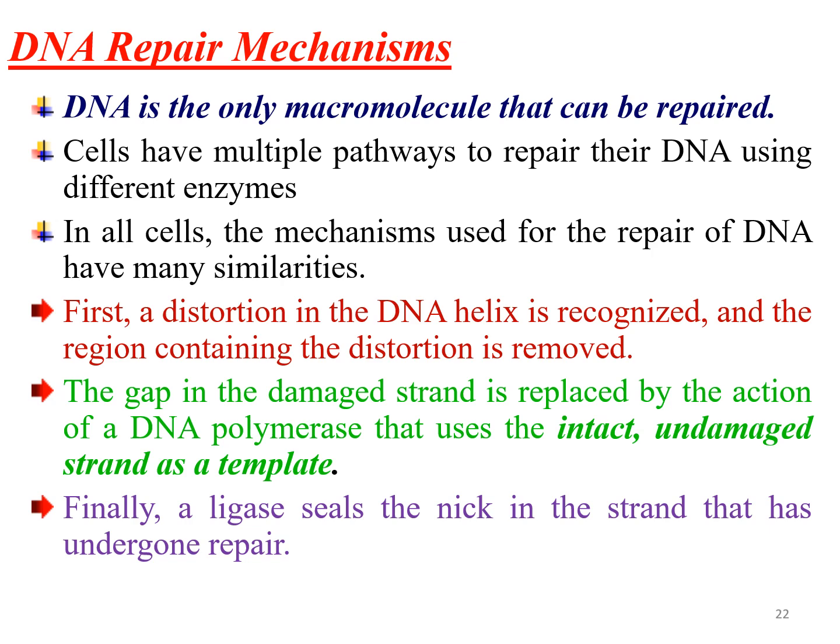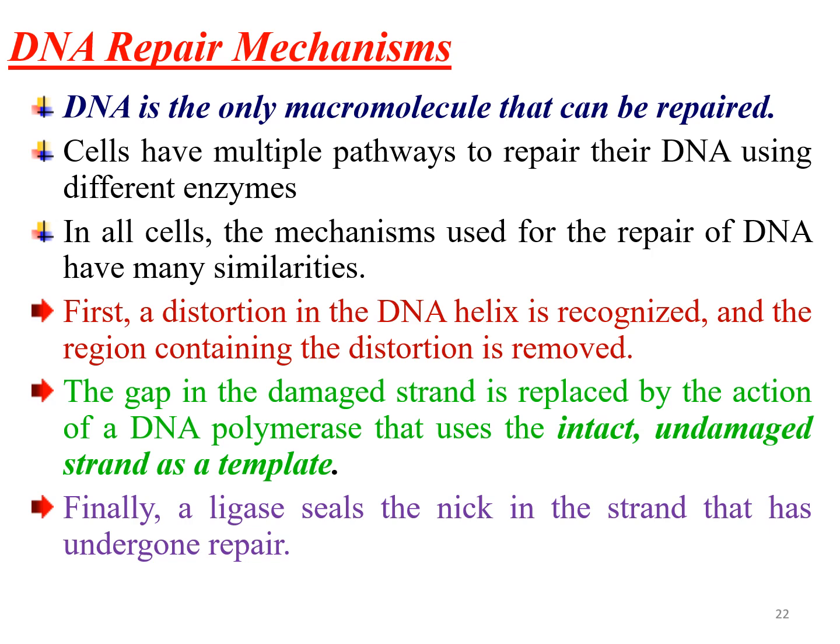So if we see the DNA mutation, how can this DNA mutation be repaired? DNA is the only macromolecule that can be repaired. Have a look at nature. Nature can favor us because it can give another solution for repairing our DNA. So the cell has multiple pathways to repair this DNA using different enzymes.